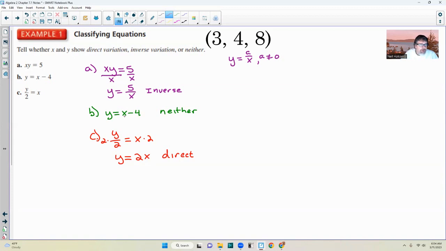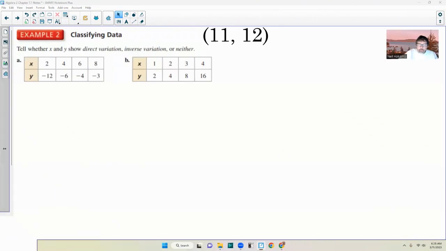If I plug 0 in here, it'd be y equals -4, so it'd be the point (0, -4). So direct variation has to go through the origin, where x and y are 0, 0. So this is a direct variation. Inverse is a over x. Now you should be able to do problem numbers 3, 4, and 8 in the exercises.